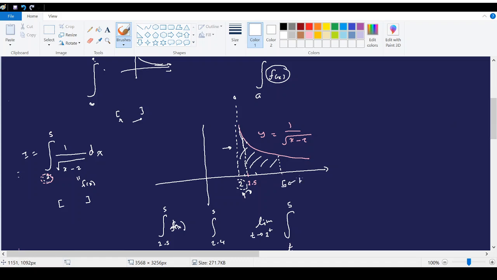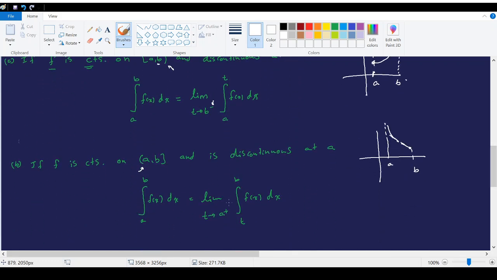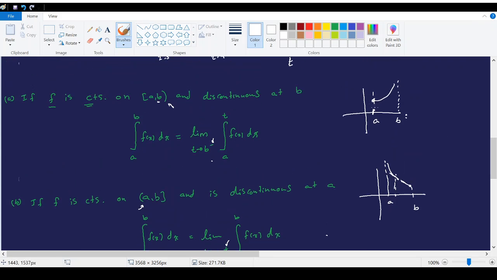5 can be considered as b, 2 can be considered as a. So we should approach the integral from the points to the right of a, and that is represented by the superscript plus sign, right? So it's a very intuitive idea. What we have to do is approach the given integral from finite values, and here it is to the right of a, and here it is to the left of b, and that can easily be visualized if you draw the correct diagram.